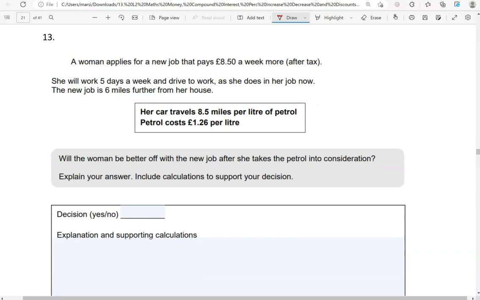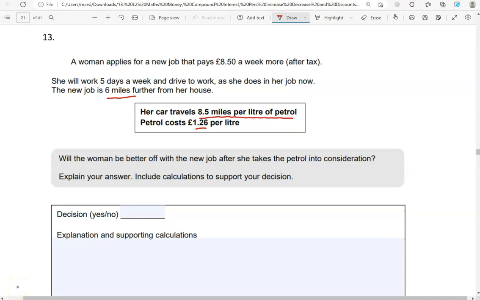A woman applies for a new job that pays £8.50 a week more after tax. She will work 5 days a week and drive to work as she does in her job now. The new job is 6 miles further from her house. Her car travels 8.5 miles per litre of petrol. Petrol costs £1.26 per litre. Will the woman be better off with a new job after she takes the petrol into consideration? Explain your answer. Include calculations to support your decision.